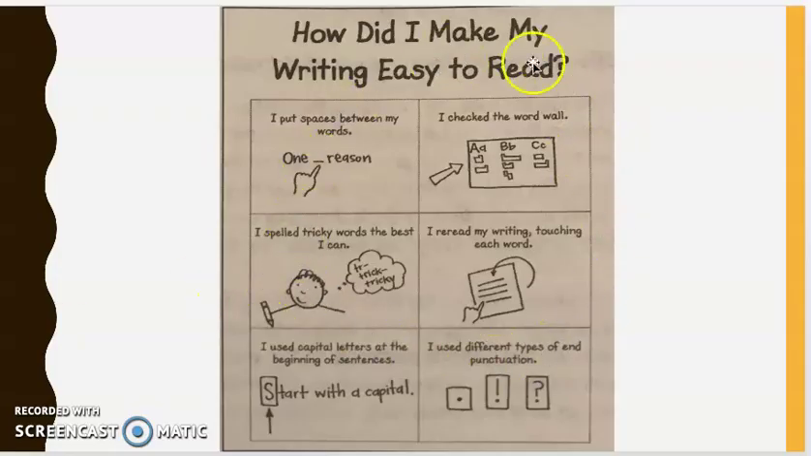This is another chart we can use to edit our writing. This is the chart, how did I make my writing easy to read? You want to make sure you're leaving finger spaces in between your words. You're checking the word wall. You're spelling the tricky words the best that you can. You want to reread your writing, touching each word. You want to make sure you're using capital letters at the beginning of sentences. And you're using different types of punctuation to end your sentences.